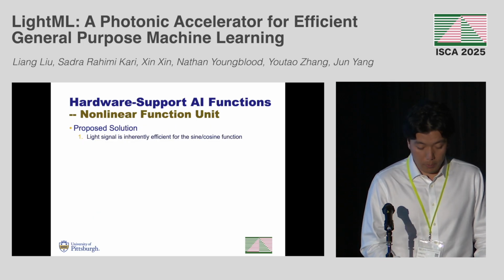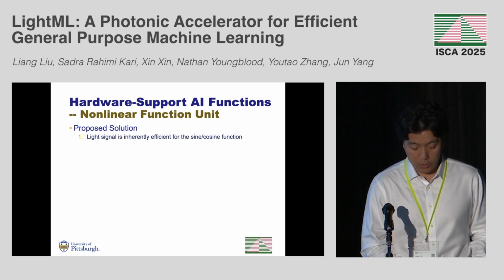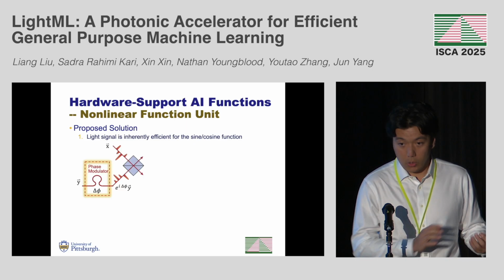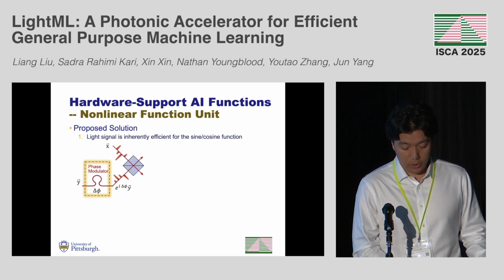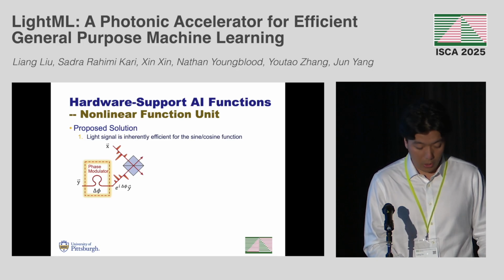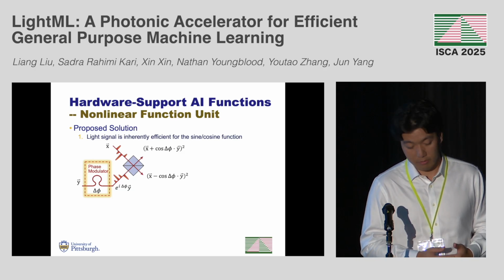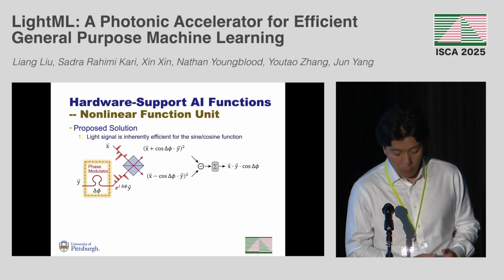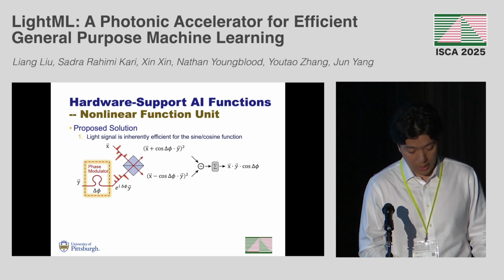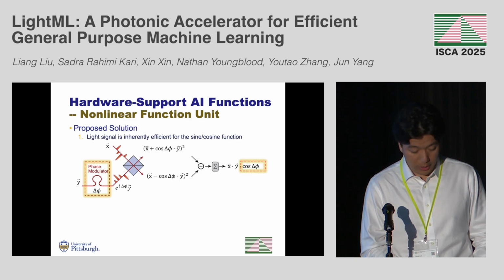In this work, we propose to utilize the photonic crossbar to compute those nonlinear functions. Here we notice that light signals make it very easy to compute the sine or the cosine function. Based on the previous device, we need to introduce another phase modulator to generate a phase shift, delta phi, on this signal. Then the coupling result will convert this phase shift into a cosine function. When we accumulate the difference between these two lights, it results in x times y times cosine delta phi, and the delta phi can be easily adjusted by the phase modulator.